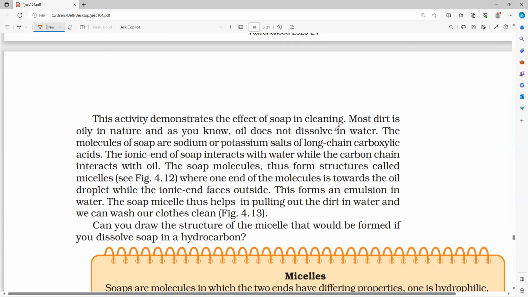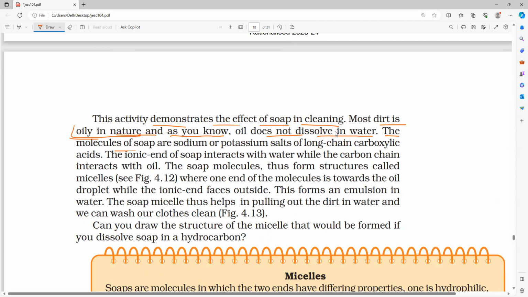Now this activity demonstrates the effect of soap in cleaning. Most dirt is oily in nature. Very important, note it. That's what I said. Oily in nature, as you know. Oil does not dissolve in water.